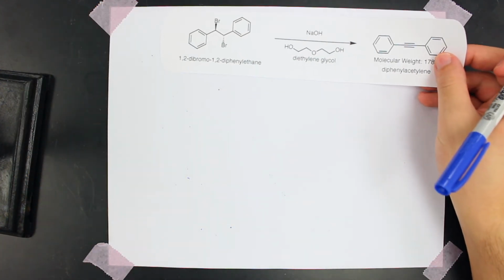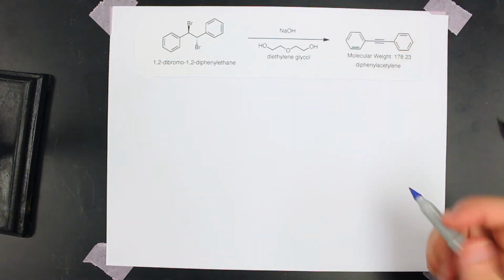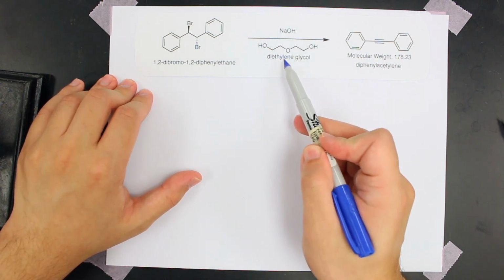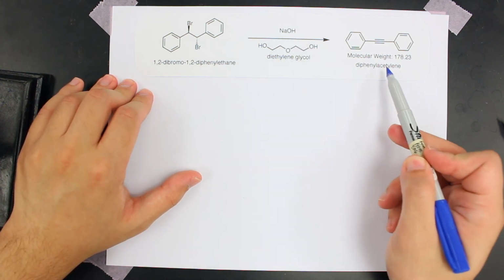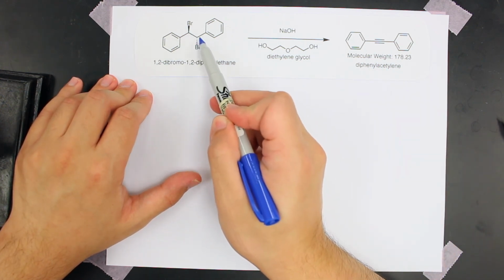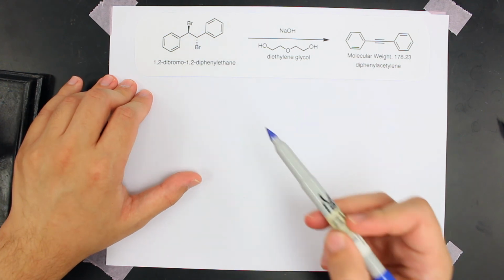Now that we've covered that, let's look at this specific reaction in the context of our experiment here. We have our 1,2-dibromo-1,2-diphenylethane, and it's going to be reacted with sodium hydroxide, that's our base, in a solvent of diethylene glycol. And it will synthesize our diphenylacetylene. Specifically, these two bromides are not geminal, they're vicinal. They have a 1-2 relationship.